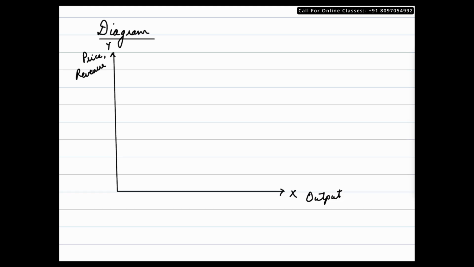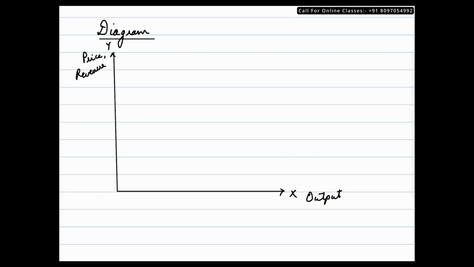Let's take a look at the diagram now. On the y-axis we have price and revenue, and on the x-axis we have output. I will not be using the numerical references for making the diagram, but if you still want to take a better look and understanding at how the curves are behaving, you could use the reference of the table and draw the diagram while pausing the video.